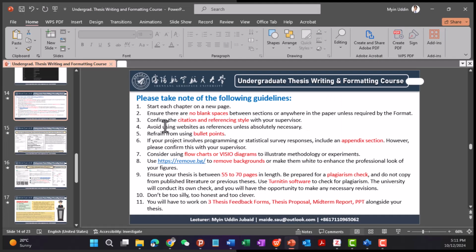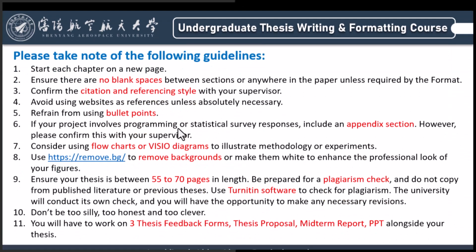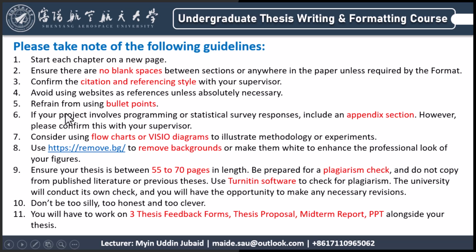And then the third point is confirm the citation and reference style. This is because for each major and for each supervisor, there may be different requirements. When you are citing or referencing, if you are from economics, maybe you are using APA style, and for engineering, you are using IEEE style. So just make sure. Some professors also suggest using the Chinese style, which we discussed earlier in the reference lecture. So you should confirm with your supervisor.